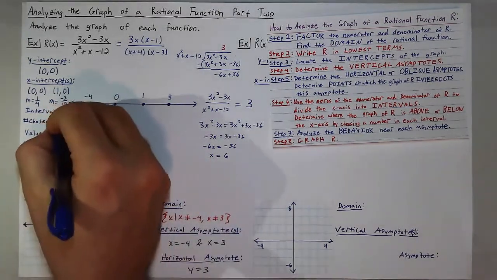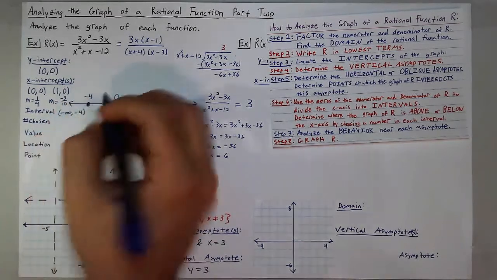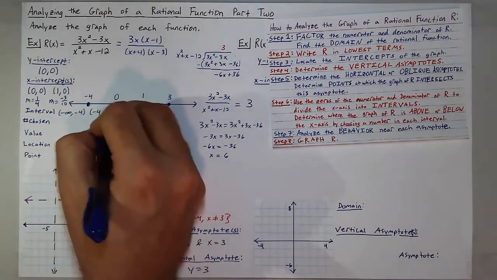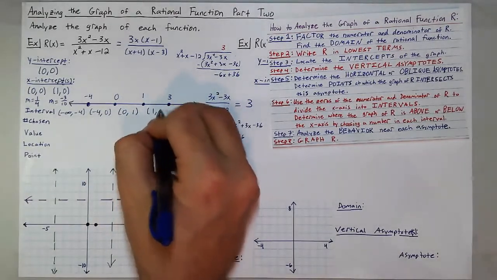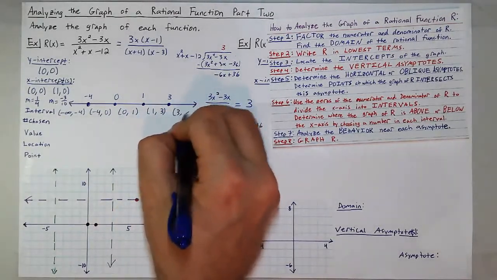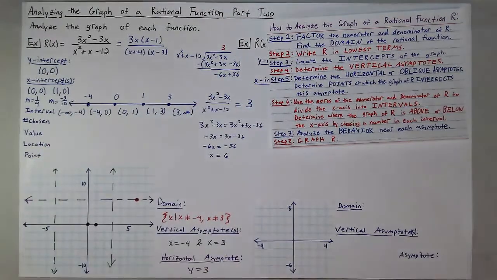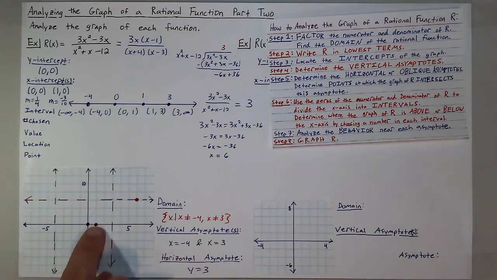One that goes from negative infinity to negative 4. One that goes from negative 4 to 0. One that goes from 0 to 1. One that goes from 1 to 3. And one that goes from 3 off into infinity. So 5 different sections of our graph. What you can kind of see down here is from negative infinity to the green asymptote, from the green asymptote to 0, from 0 to 1 between those two zeros, then from 1 to the green asymptote, and then from the green asymptote on. Those are the 5 spots.